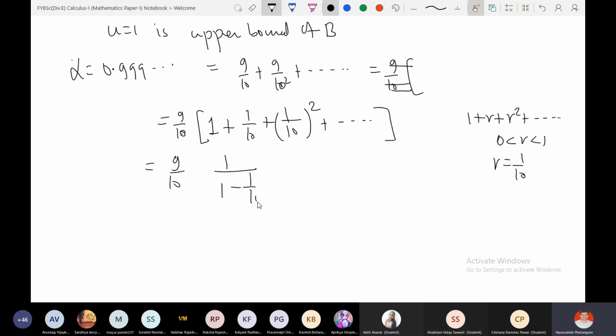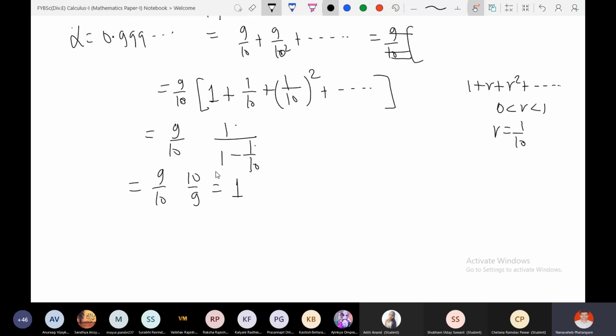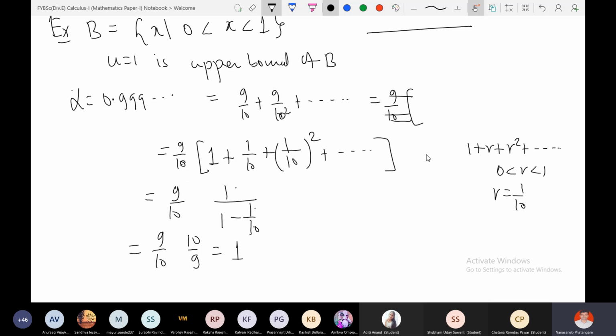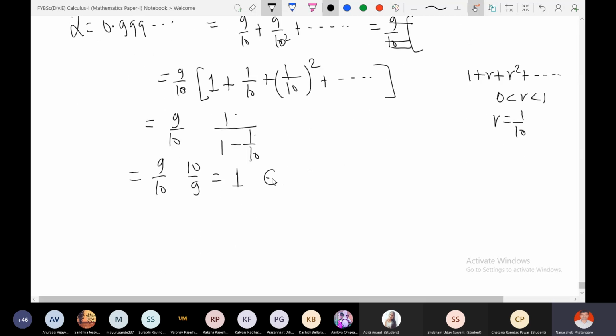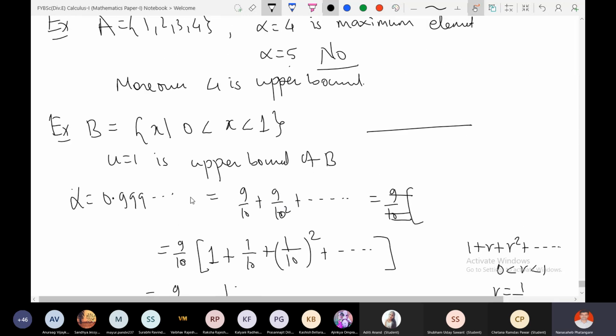So it is 9 by 10 times 1 upon 1 minus 1 by 10. This is a simple calculation. Right, so this is 9 by 10 and 10 minus 1 is 9. So 10 and 10 cancel. This is 10 by 9. So what is it? 1. So what is 0.99 recurring nines? This is 1, which is not a member of the set, right? And this is not in our set. Therefore, you cannot say 0.99 is the maximum. Do you understand?